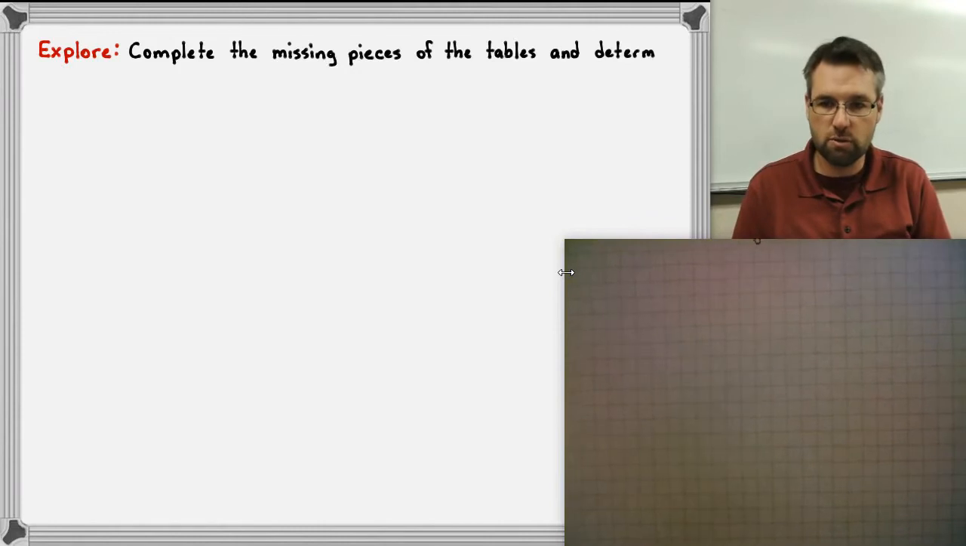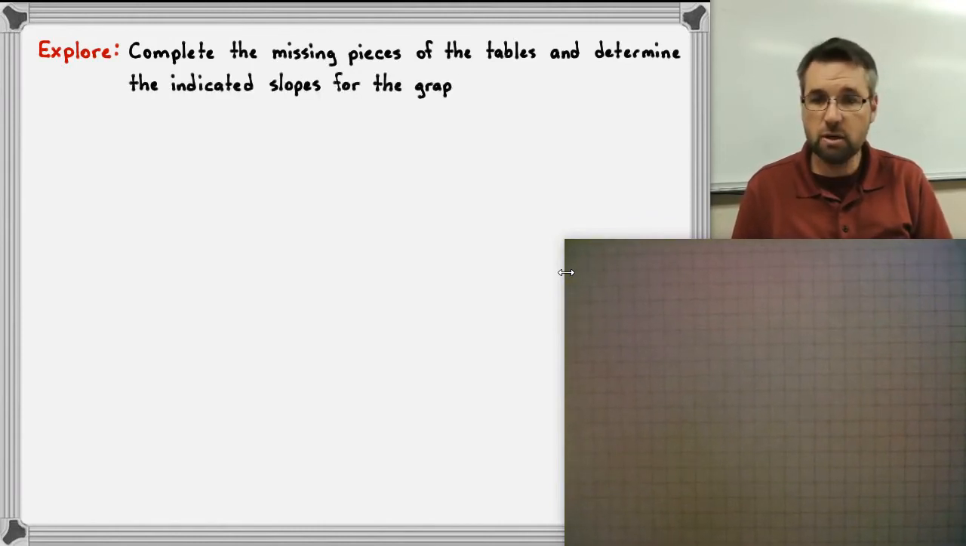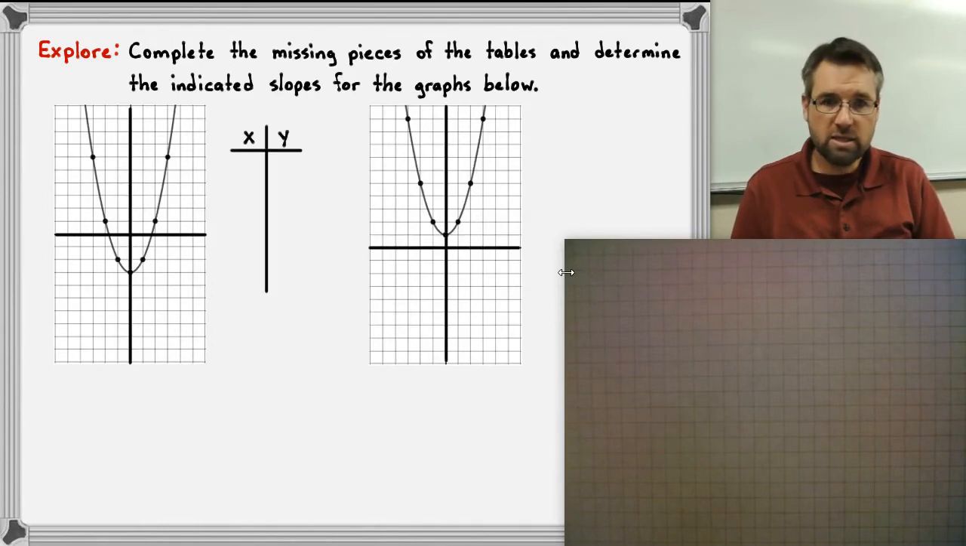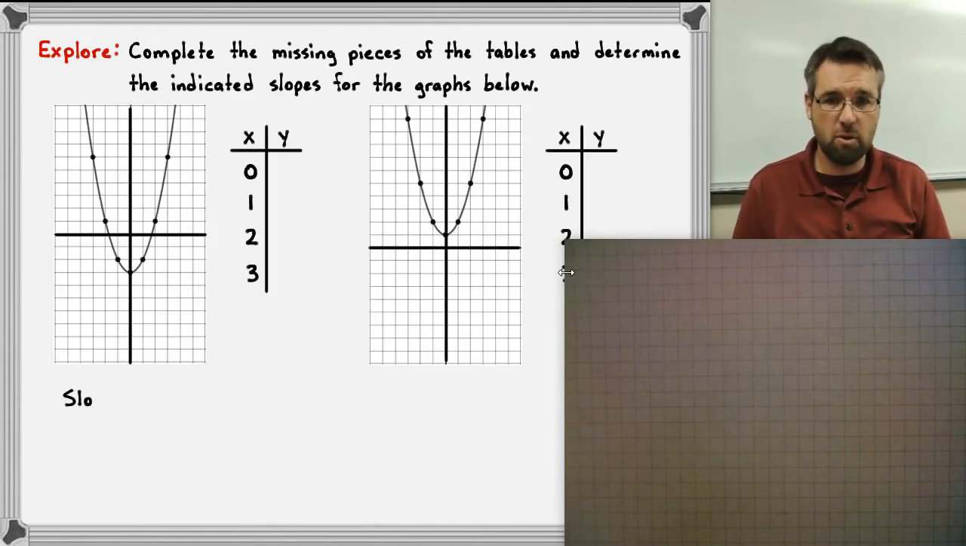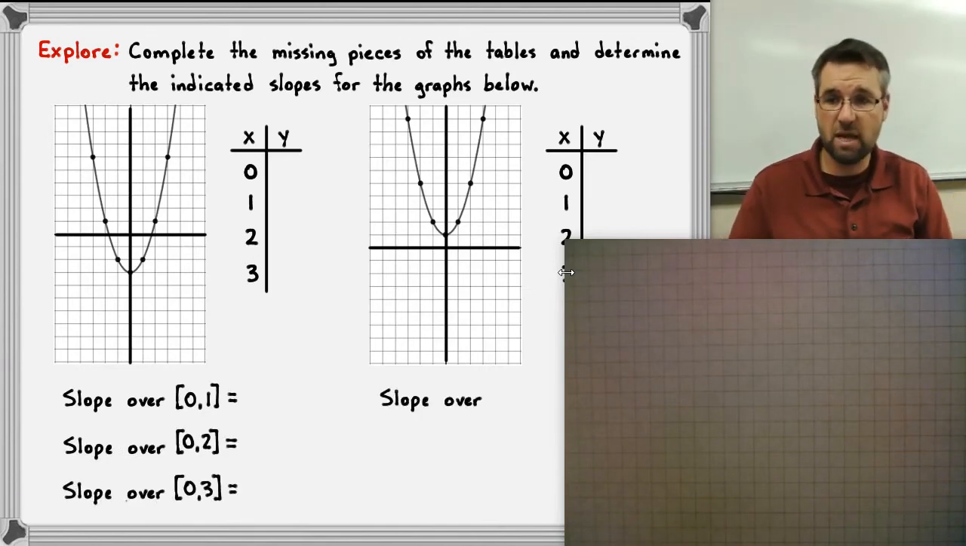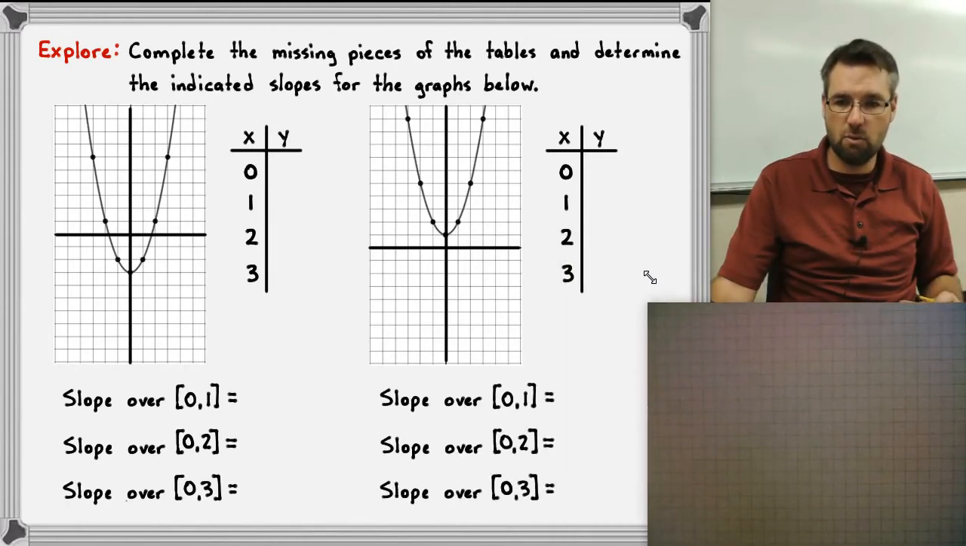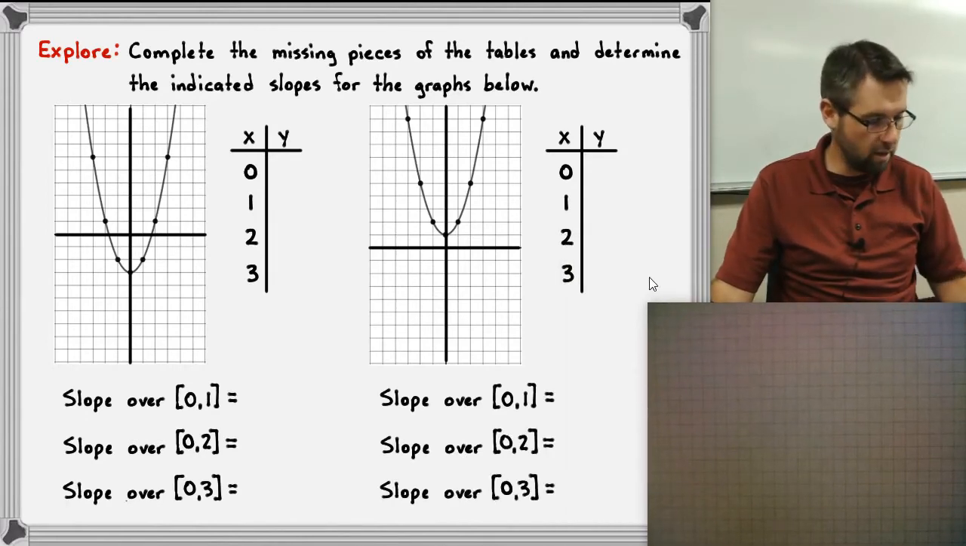All right, let's go ahead and take a look at a little bit more exploration as we journey through our mathematical adventure here. Okay. It says, complete the missing pieces of the table and determine the indicated slopes for the graphs below. Now, this is going to take some time, so be patient with this, okay? I'm going to go ahead and minimize this because we're not going to need that for a little while here. So first of all, we want to complete the table.